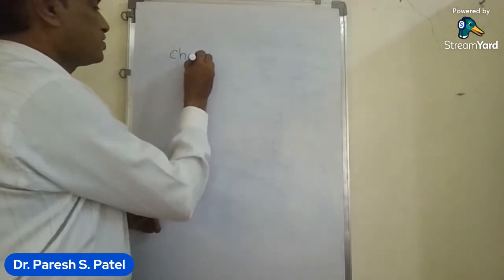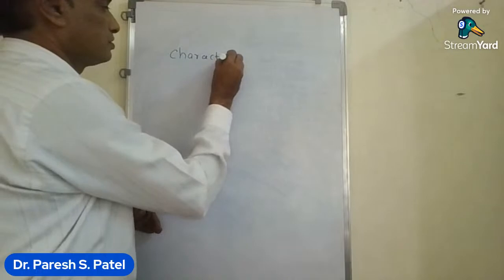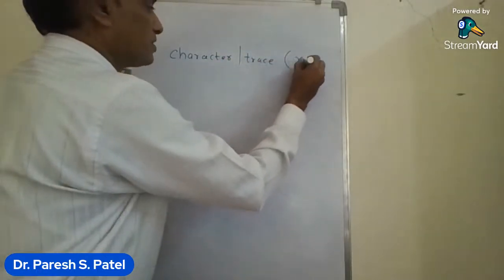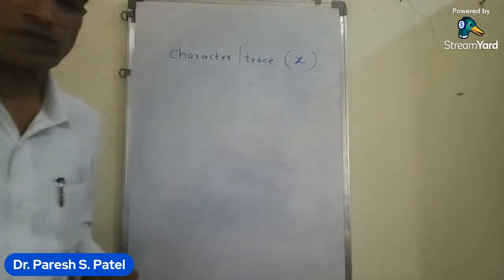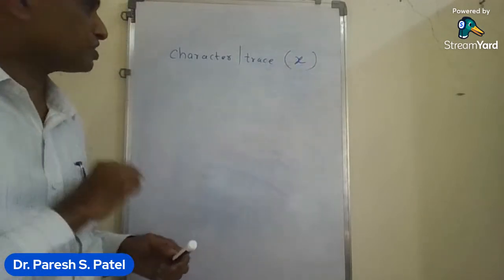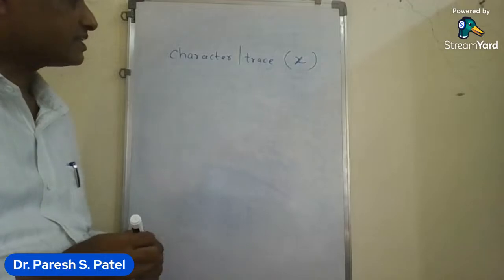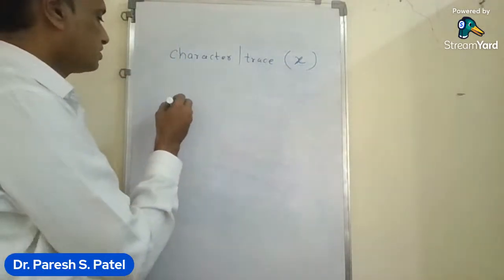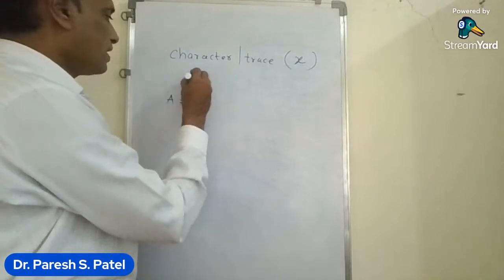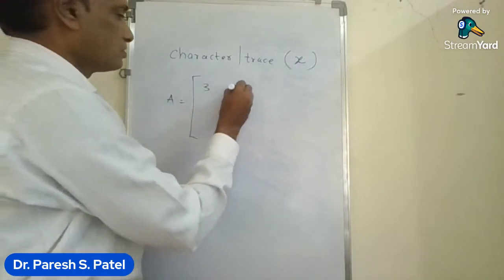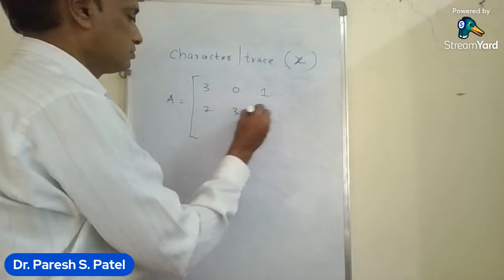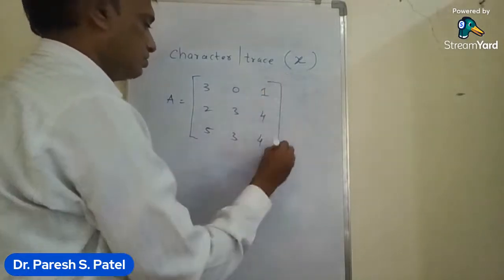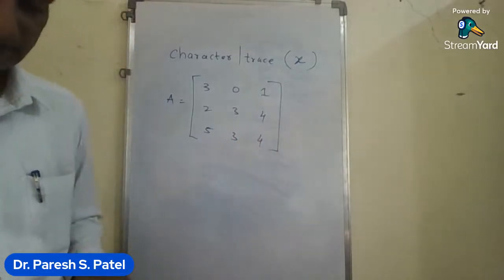Next title is character or trace of matrices. This can be represented as trace. Now, the trace of a matrix can be represented by the symbol trace. And as for example, matrix A. This is a 3 by 3 dimensional matrix.